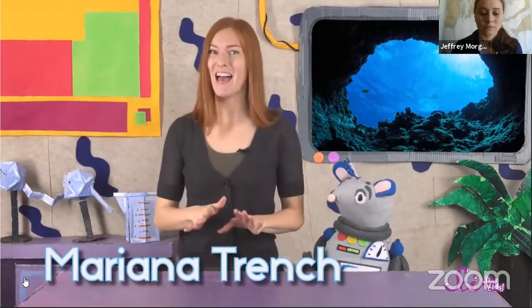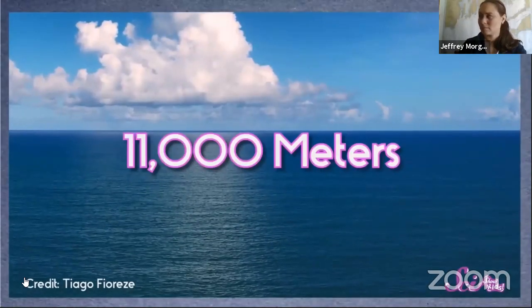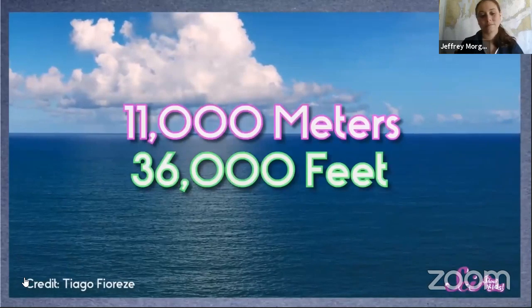Deep in the Pacific Ocean near China, there's a long crescent-shaped area that's one of the most special places on Earth. It's called the Mariana Trench, and it's the deepest part of the ocean. It's so far down that for a long time, scientists weren't even sure if anything could live there. But then we finally were able to explore it, and it turns out that there are some awesome forms of life down there. The Mariana Trench is almost 11,000 meters, or about 36,000 feet deep.